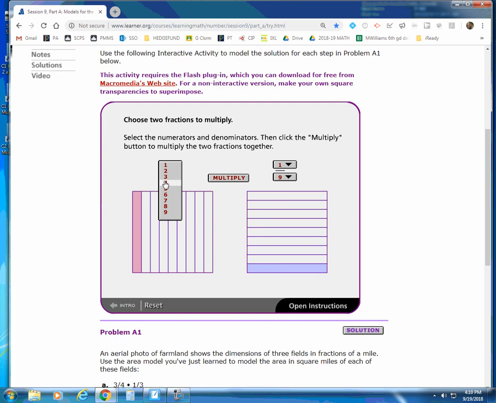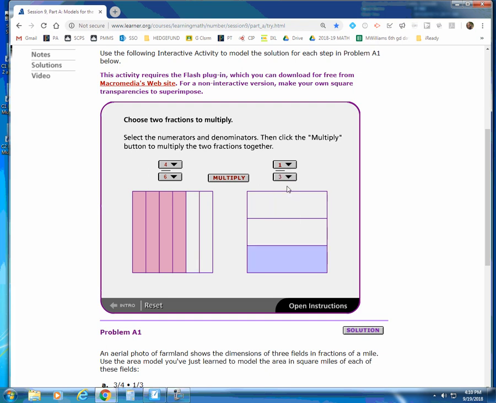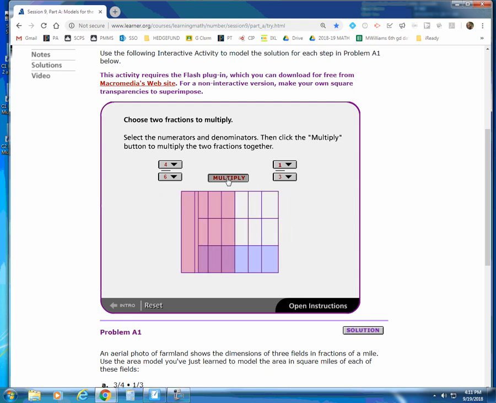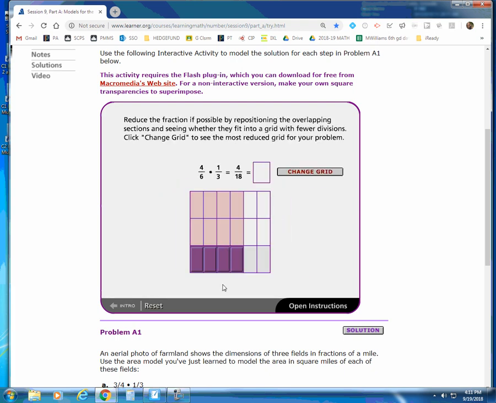So I'm going to change my numerator to a 4. That means 4 are going to be colored in. And I need 6 total columns. And then over here, I need my numerator to be 1. It's already 1. And then my denominator needs to be 3. So now I have 3 rows, 1 shaded out of 3. And then you click this multiply, and don't blink because it happens fast. You can see how they merge together, and then how you have these 4 right here that are mutually shaded out of the 18 total.